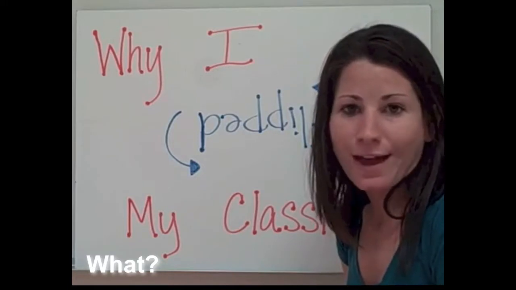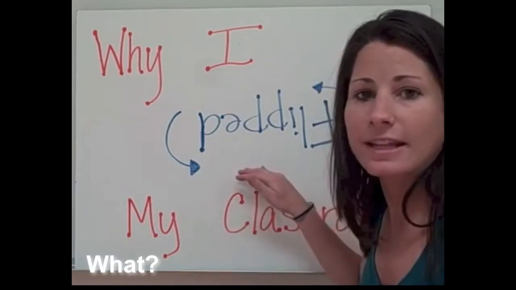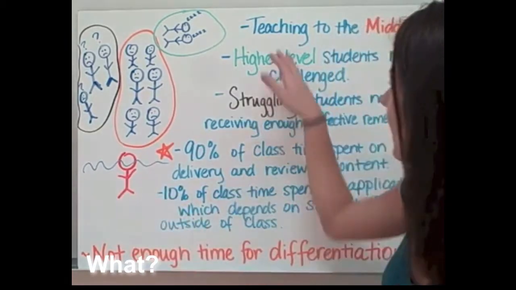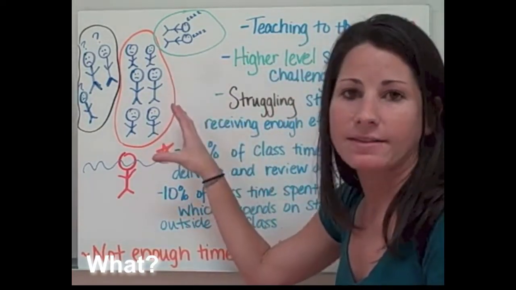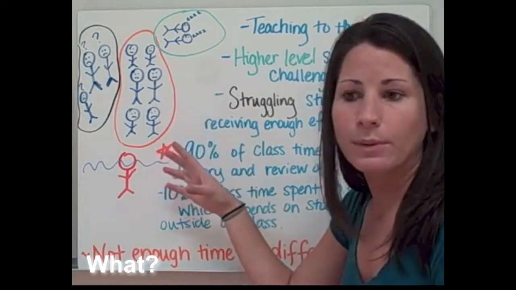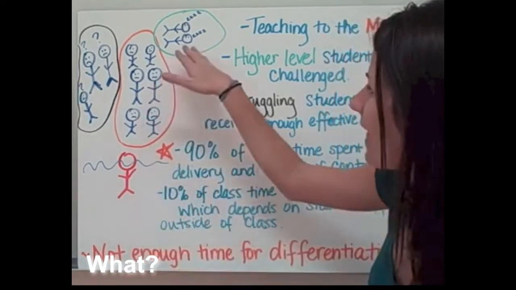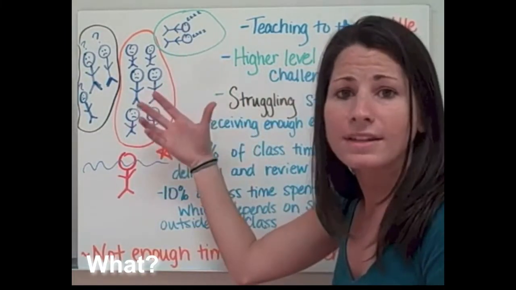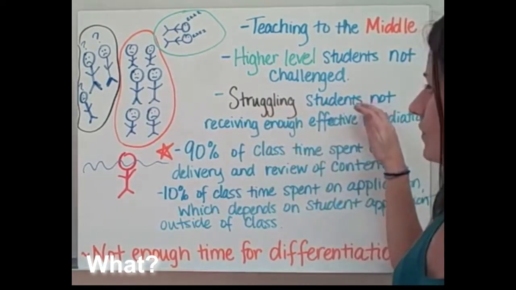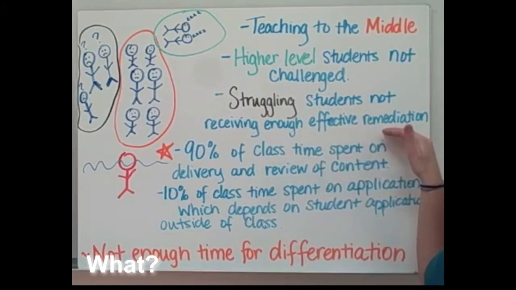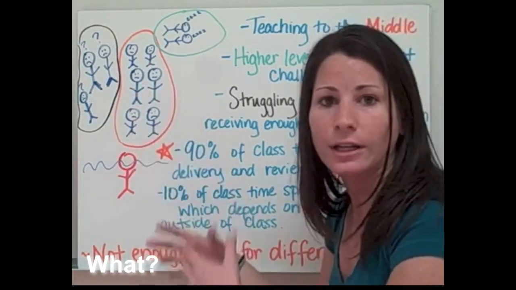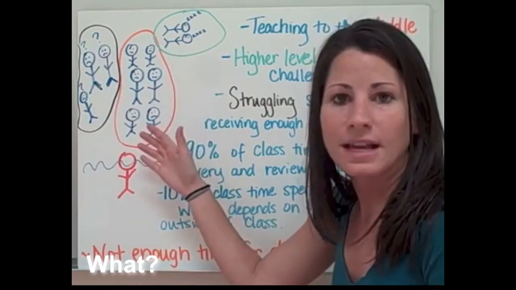I've been teaching math for the last 5 years, and this is why I flipped my classroom. This is what my classroom used to look like. I was teaching to the middle group of the class, the students that could follow along with what we were doing and we were going through the content, while I had a group of higher level students, not challenged, bored with the information, ready to move forward. And I had a struggling group of students that were not receiving enough effective remediation. They didn't have the basic content they needed to be working on the content we were currently covering, or they needed more help in order to be successful.